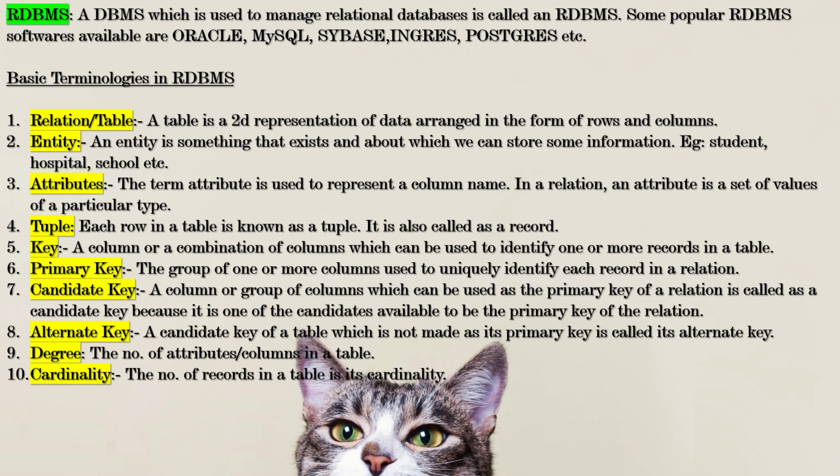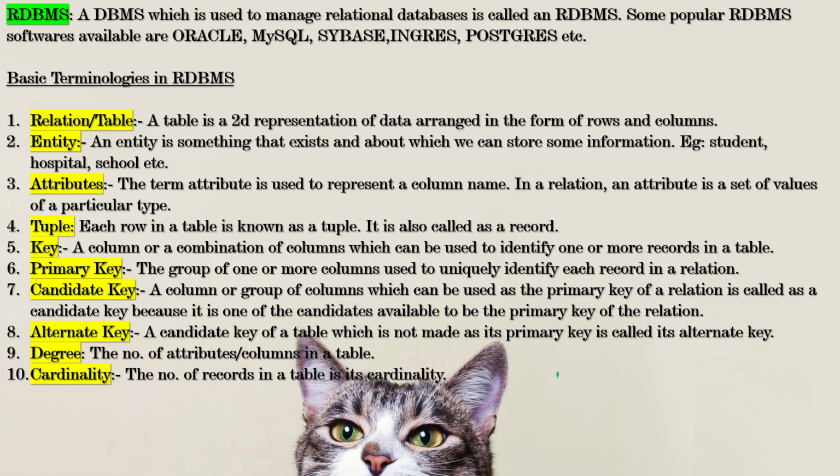Why is it called a candidate key? It is called a candidate key because it is one of the candidates available to be the primary key of the relation. I know that when you read the sentence, you will be blank, you will not understand. When we do questions, you will come to know the difference between primary, candidate, and alternate keys, and there is also one more key that will come up. It's not included in these 10, but that will come up in the future, which is known as a foreign key.